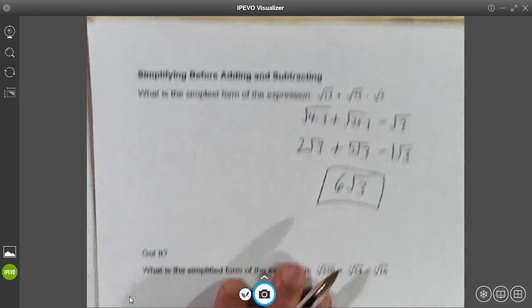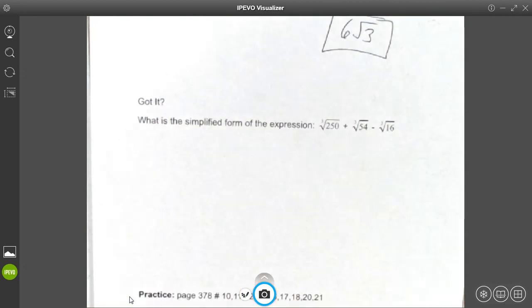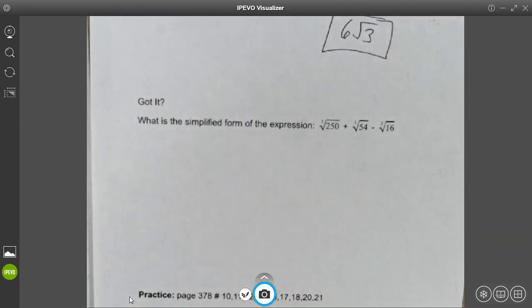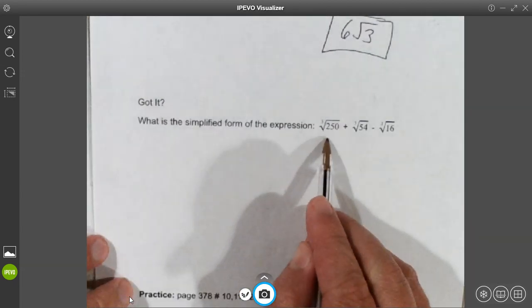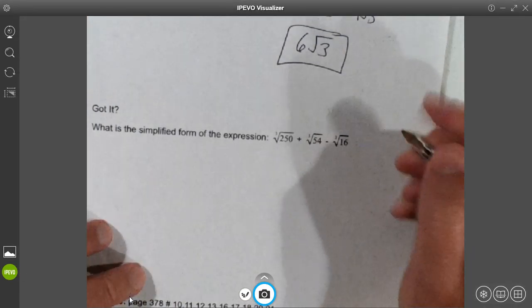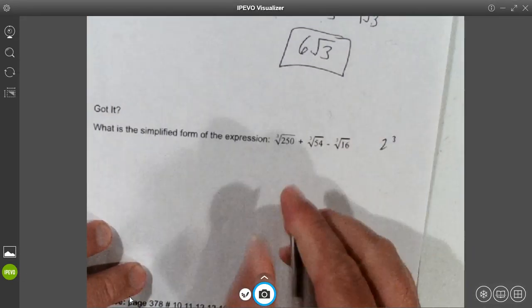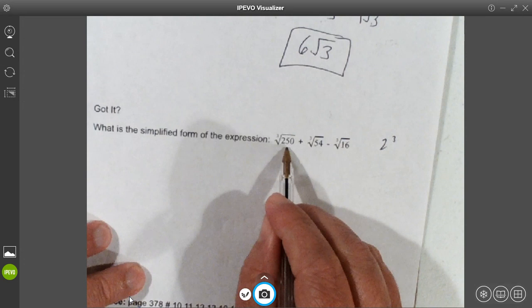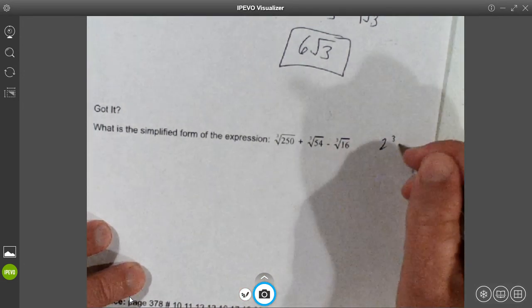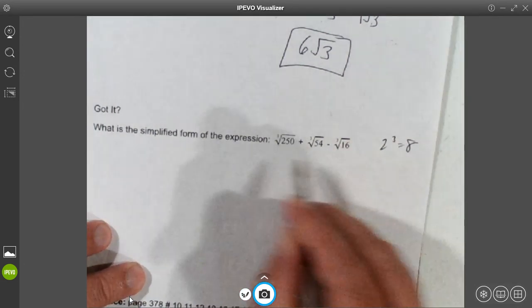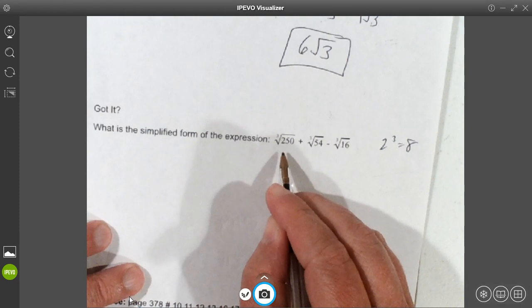Okay. All right. Just one last example here. Now these are cube roots. All right. So let's see if we can simplify them. And again, remember, I would have that list. Let's get that list of perfect cubes here. Because we want to find a factor of 250 that is a perfect cube. So 2 cubed, 2 times 2 times 2 is 8. Will 8 go into 250? I don't think it will.